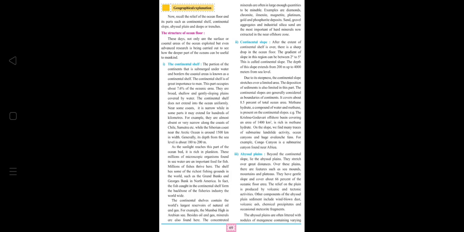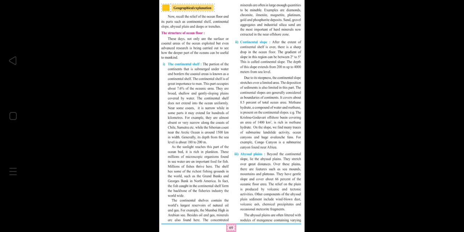Now, the continental shelf is the portion of the continents that is submerged. Submerged means the part of the continent which is underwater and borders the coastal areas is known as the continental shelf. The continental shelf is of great importance to man. This part occupies about 7.6% of the ocean area. They are broad, shallow, and gently sloping plains covered by water, near the borders of the coastal areas.